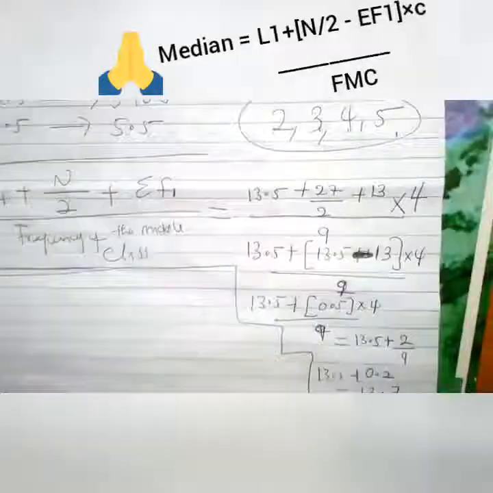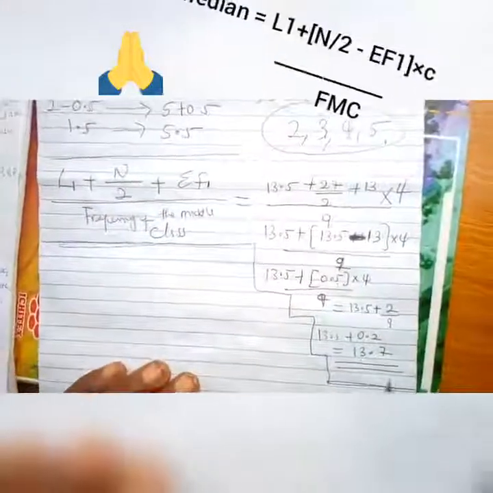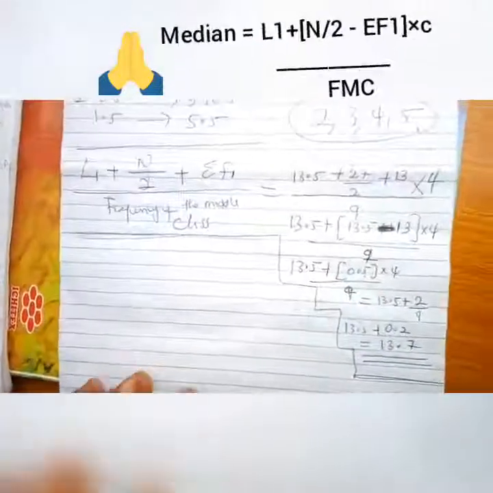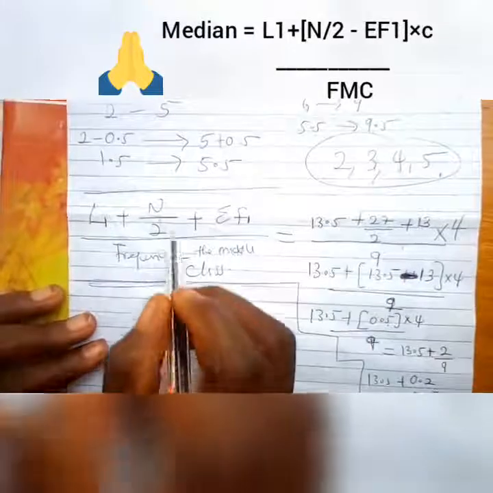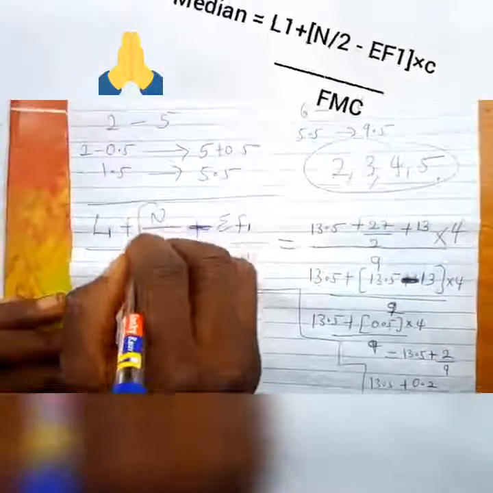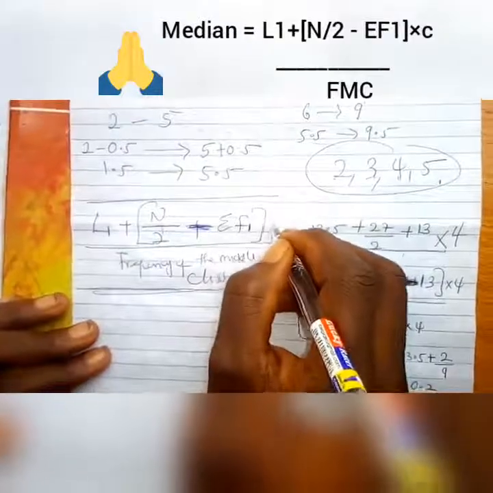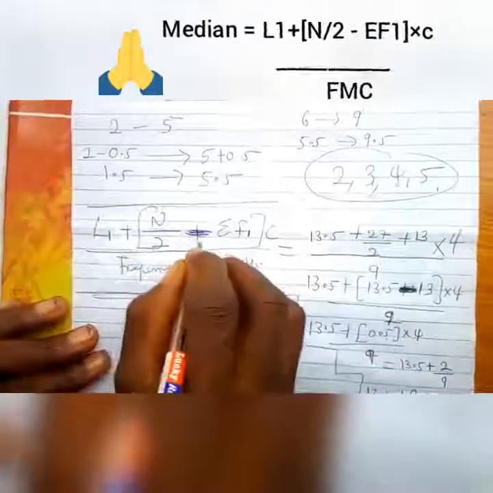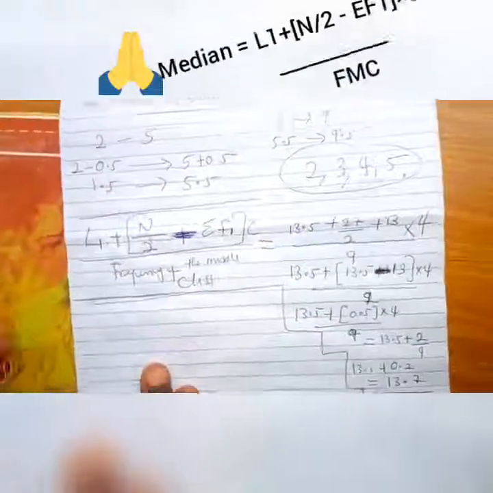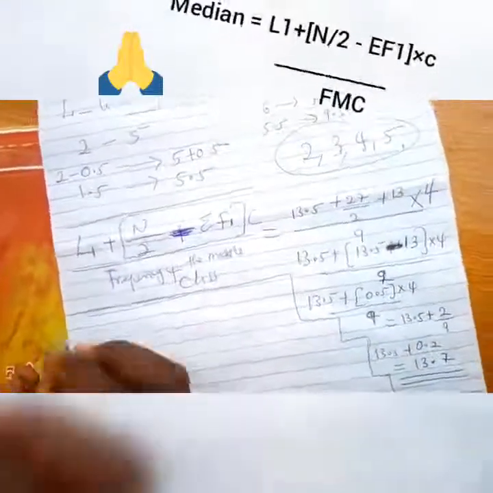So we arrived at 13.7. I hope you get that. And there's something here that I would just like to correct. This is minus. Then you have this, you multiply it by C. I hope you get that. I'm really very sorry for that. So let's move on to the mode.